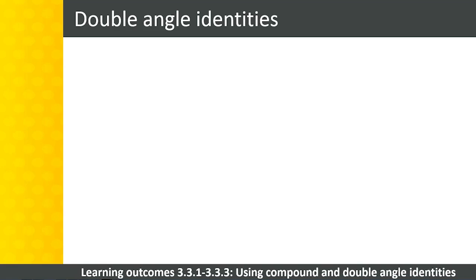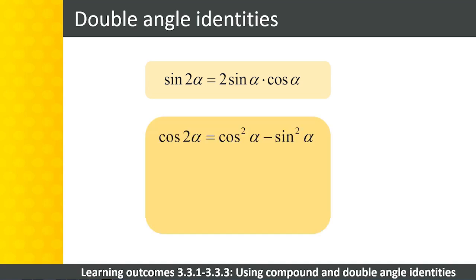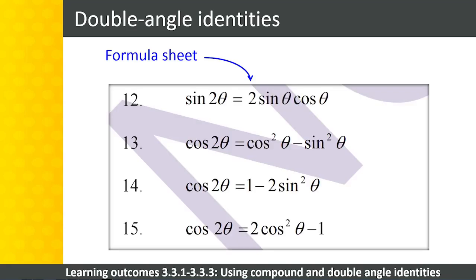Let's take a look at our double angle identities. There is one identity for sine 2 alpha. Sine 2 alpha equals 2 sine alpha multiplied by cos alpha, and 3 different identities for cos 2 alpha. Cos 2 alpha equals cos squared alpha minus sine squared alpha. Cos 2 alpha equals 2 cos squared alpha minus 1, and cos 2 alpha equals 1 minus 2 sine squared alpha. The double angle identities are numbers 12 to 15 on the exam formula sheet. Let's watch a lecturer applying the double angle identities in some examples.